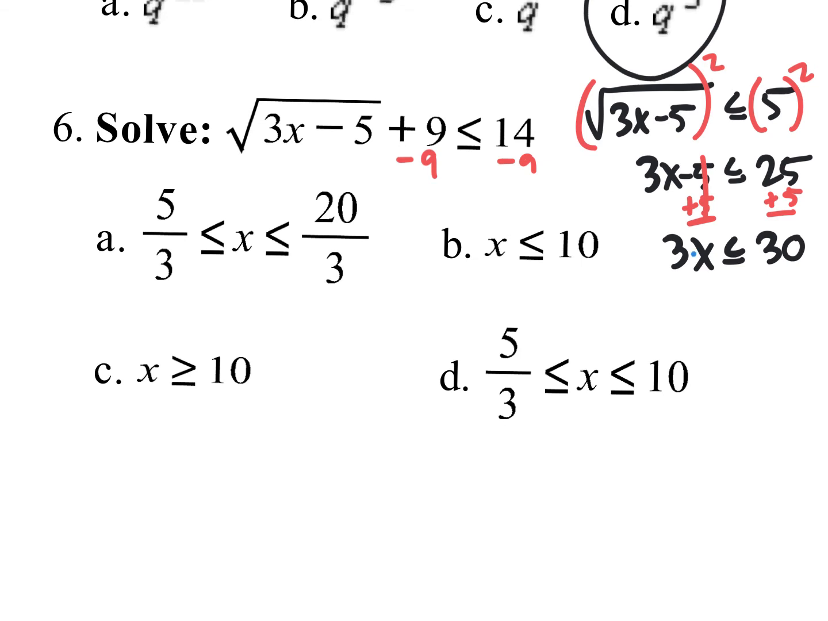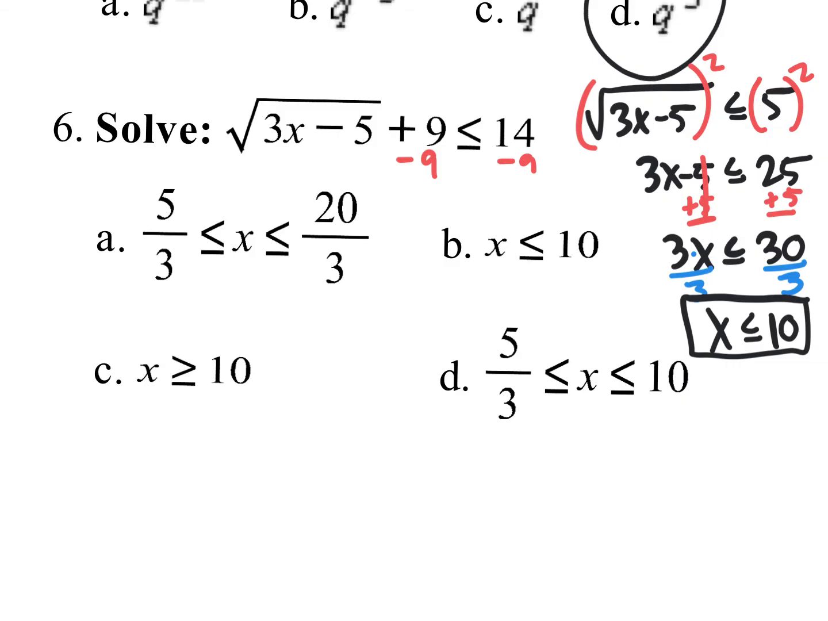Final step would be to get rid of that multiplication of 3 by dividing by 3. You will have x, you do not flip it because you didn't divide by a negative. X is less than or equal to 10. Okay, that's one answer so far. And some of us might get that and then think, oh, there's my answer, I'm done. Wrong, right? Okay, why is that?